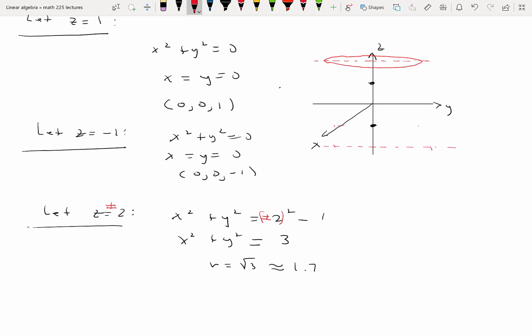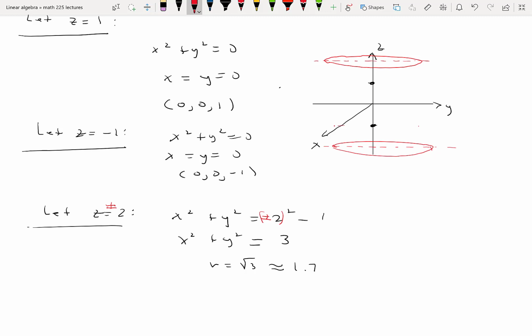Here. Wow, not bad. Is that enough? My goodness, no. That's not enough. I don't see a surface yet. I see a couple circles and a couple dots.